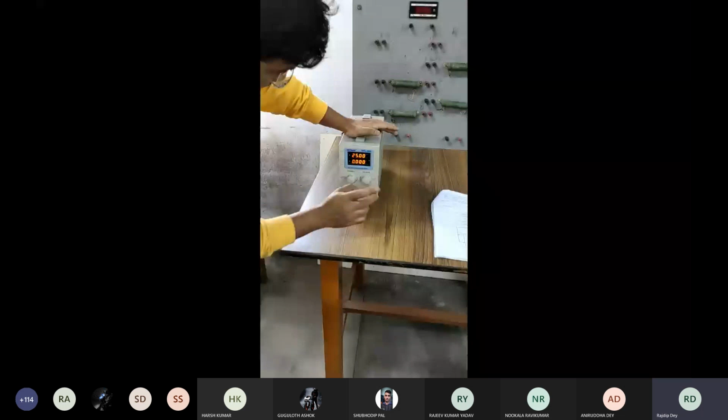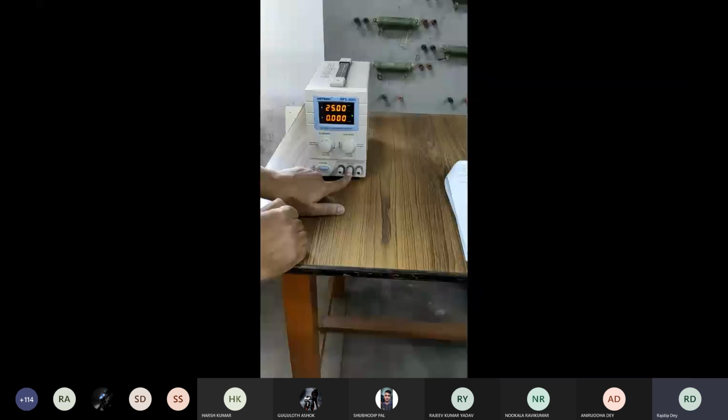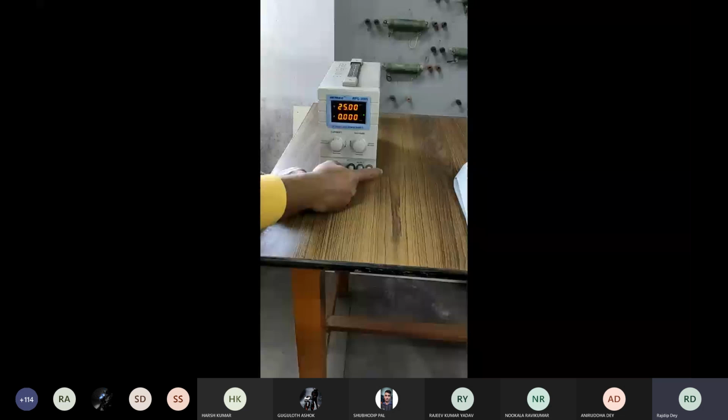So this is the voltage source, and you can see that there are three connections. The middle one is the ground one. So you connect to the positive one and the negative one. The red one is positive, the black one is negative. From here, it will be connected.